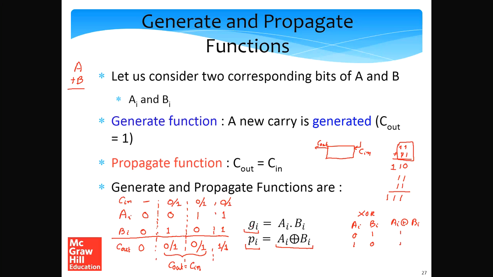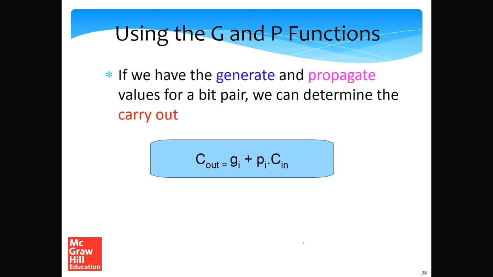So what is the takeaway point from this slide? The takeaway point is the generate function that we have defined, which is AI and BI, means irrespective of the carry in, a carry out is always generated, and PI, which is propagate I, means that if this function is true, the carry out, C out, is equal to C in. So keeping this in mind, let's move forward.